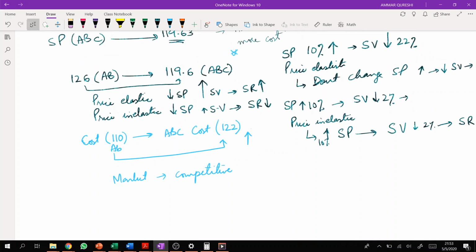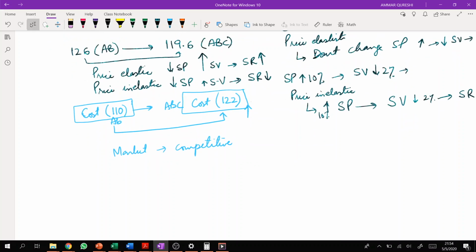This means we have identified that a product which we thought cost $110 actually costs $122. That means we were thinking that this product is profitable, but right now it seems that this product is less profitable, because we didn't have any idea about the cost of the product.